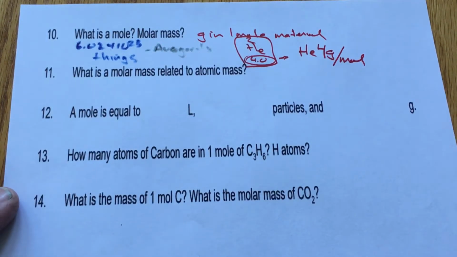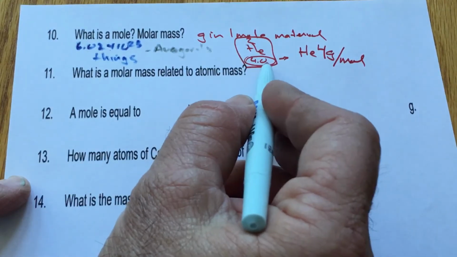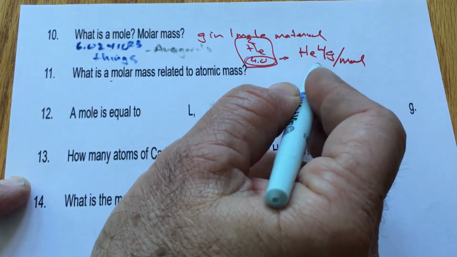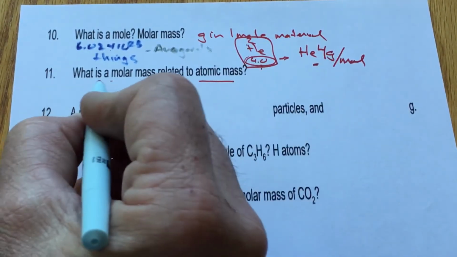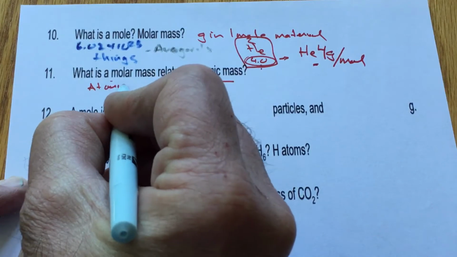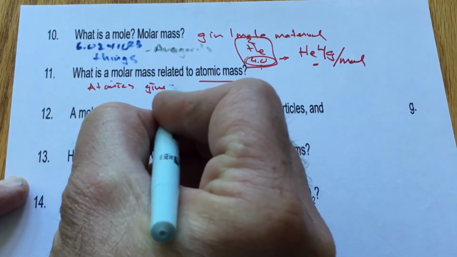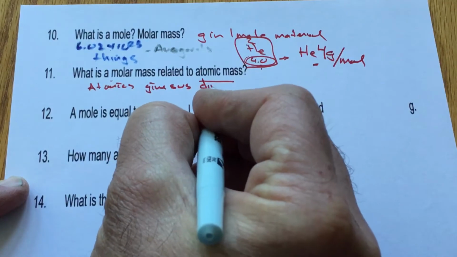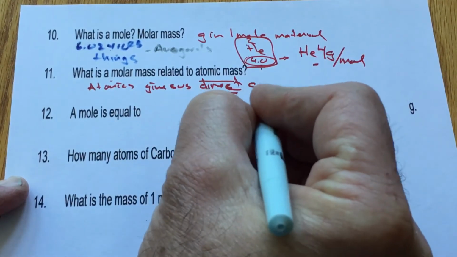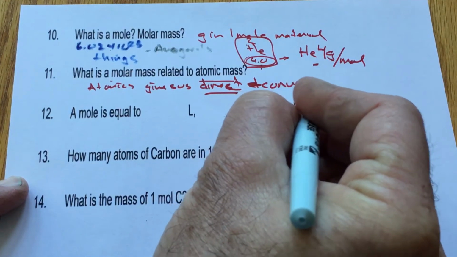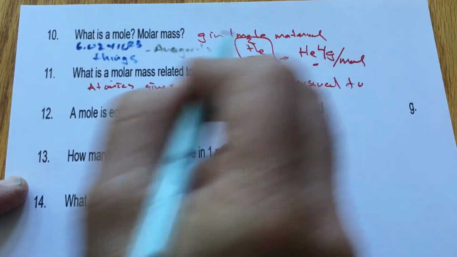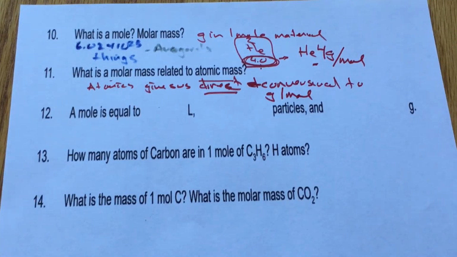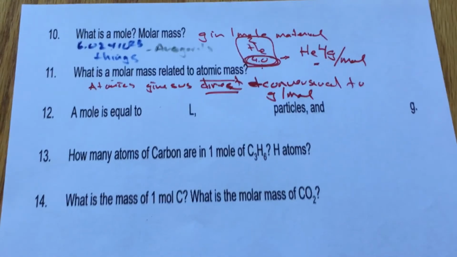What is molar mass related to atomic mass? How is it related? Well, I just showed you. We find molar mass from the atomic mass. Atomic mass gives us a direct conversion to grams per mole. It's really nice. It's one of the things that makes the periodic table so good. Let me see if I can zoom this in a little more. Oh, okay, it won't let me.